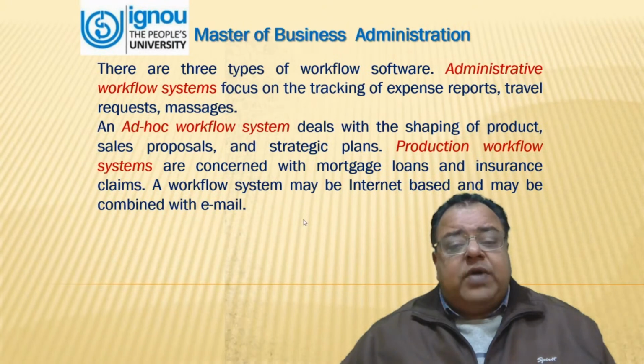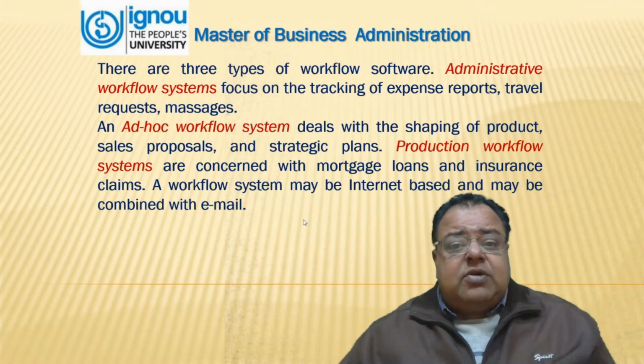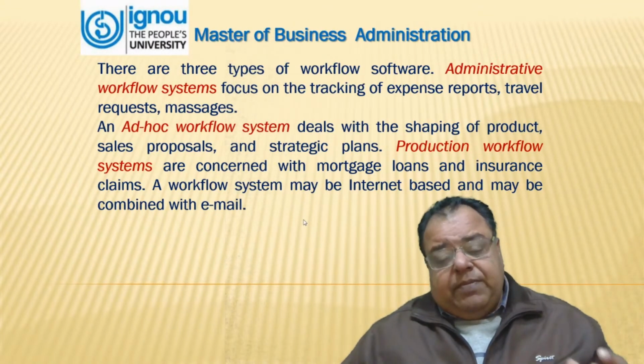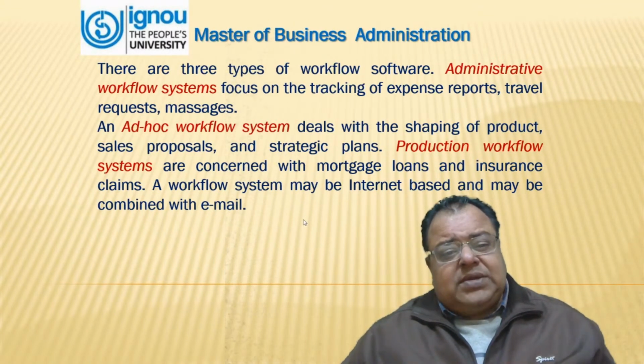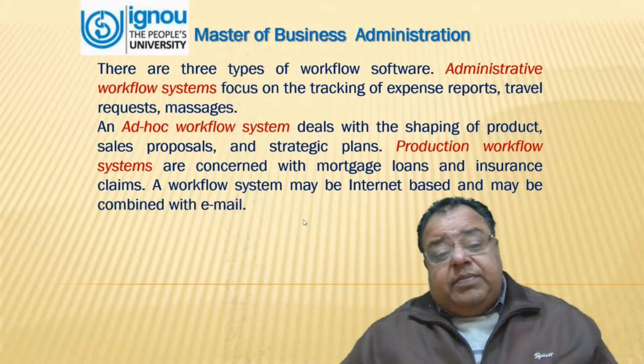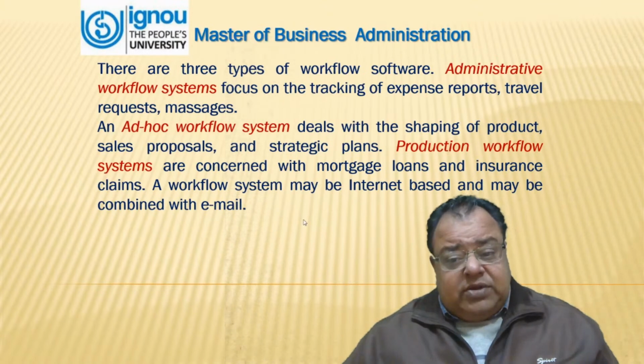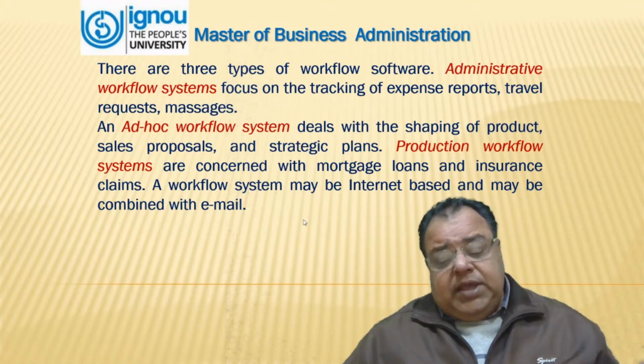There are three types of workflow software. Administrative workflow software system focuses on tracking of expense reports, travel requests, messages. An ad hoc workflow system deals with the shaping of product, sales proposals, and strategic plans. The third one is production workflow system that is concerned with mortgage loans and insurance claims. A workflow system may be internet based and may be combined with email.